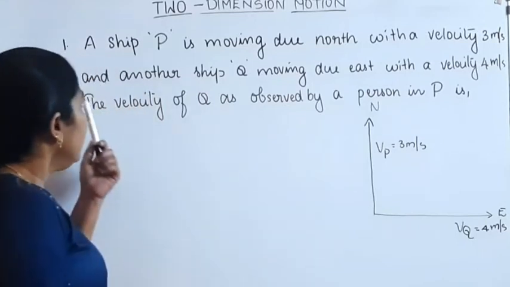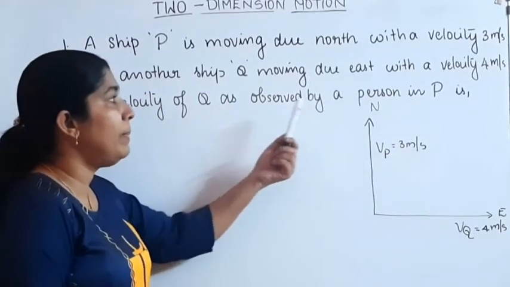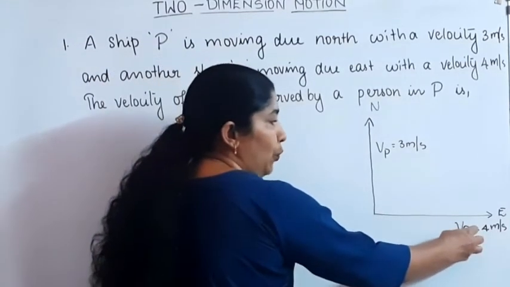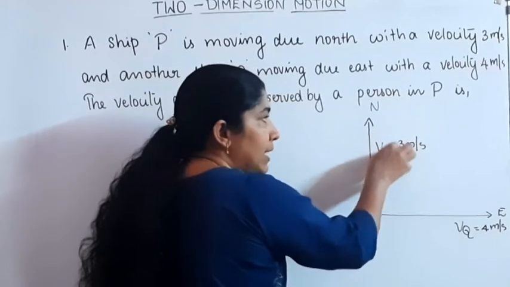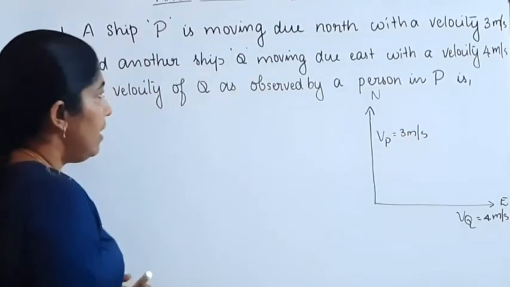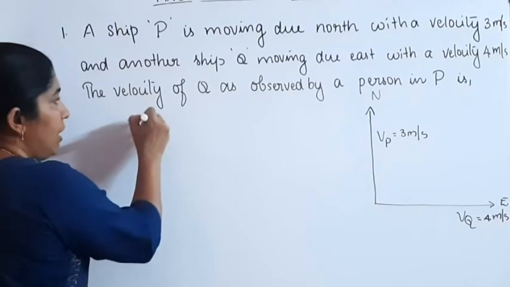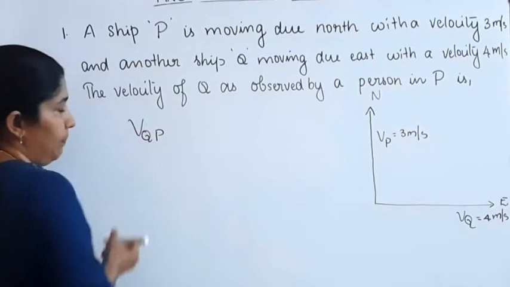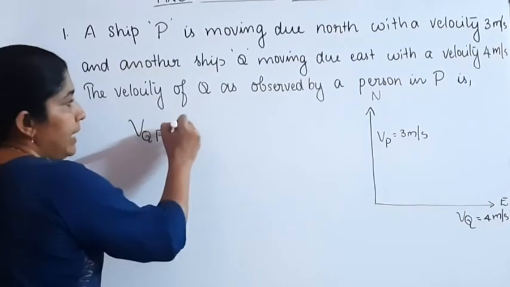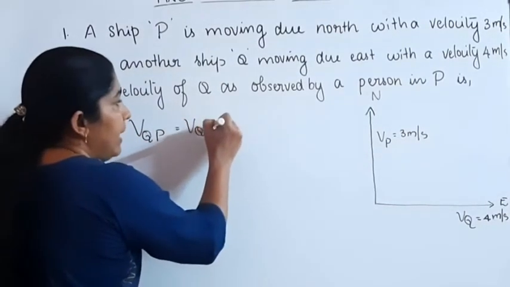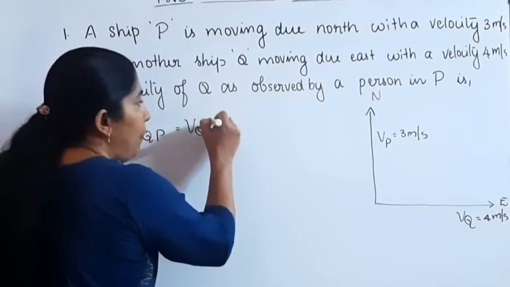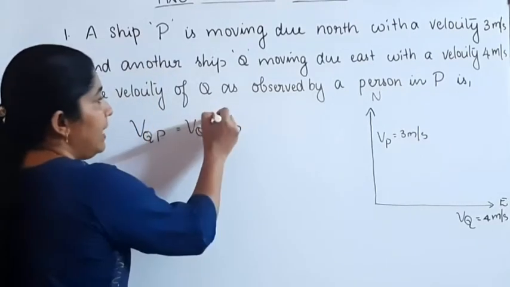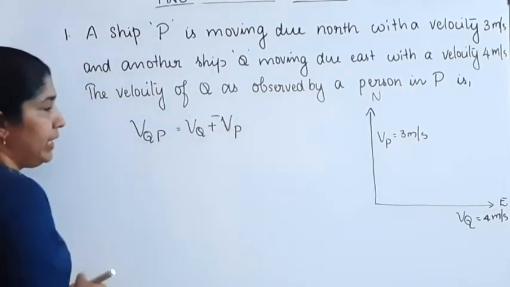We want to find out the velocity of Q as observed by a person in P. For this, what about the relative velocity? Relative velocity of Q as observed by a person in P is VQ minus VP, or VQ plus minus VP. This is the equation which is used here.